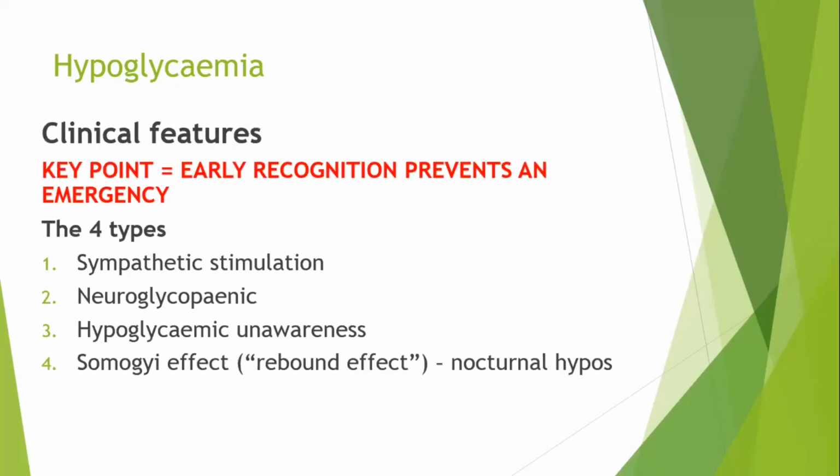So we're going to go through the clinical features, which are four types. The key point is that early recognition is the prevention for emergency cases in this. The early recognition clinical feature is the sympathetic stimulation. Then after that, the one that you don't want to get to, is the neuroglycopenic stage. Then you have the hypoglycemic unawareness, and then finally the rebound effect, which is when it happens in sleep.